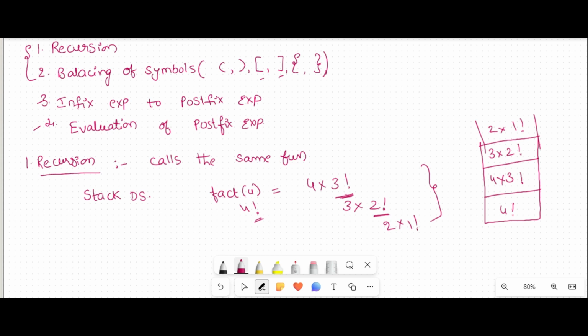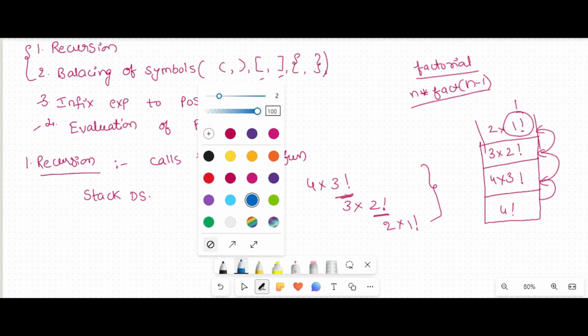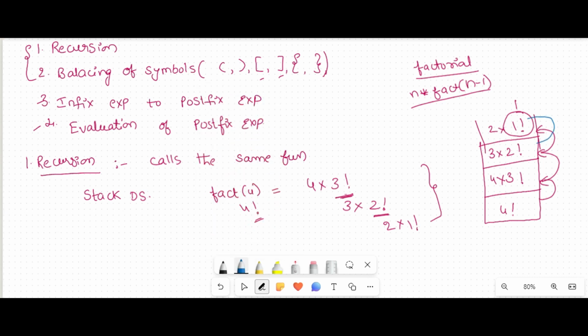So like that, for every function call, suppose we consider the factorial of a given number, the recursion logic is n into factorial of n minus 1. In the same manner, 4 factorial is nothing but 4 into 3 factorial. Those function calls are pushed into the stack one by one like this. 1 factorial value is 1, and that value will be returned.